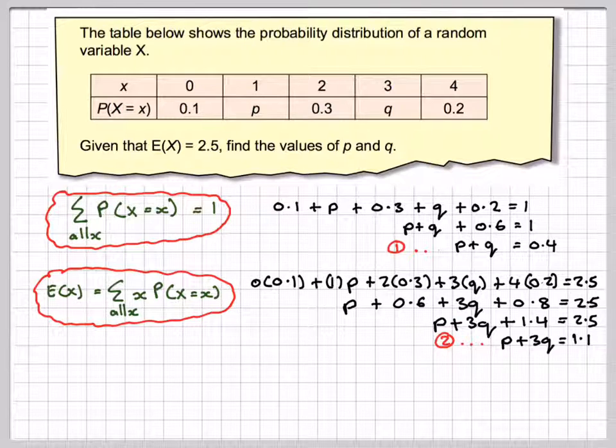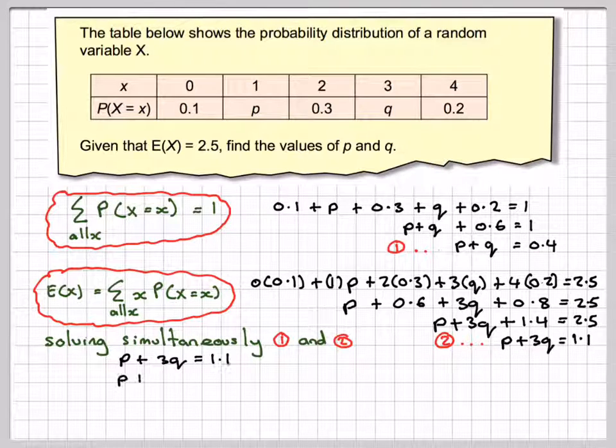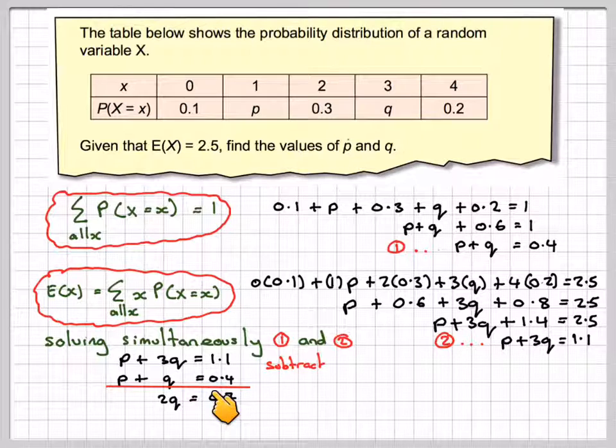We now have our two equations, so we can now solve them simultaneously. It's quite a simple simultaneous equation. I'm going to write this one at the top. We have p plus 3q is equal to 1.1, and then p plus q is equal to 0.4. If we subtract, we will eliminate p, so we get 3q minus q, which is 2q. 1.1 minus 0.4 gives me 0.7. So q will be 0.7 divided by 2, which is 0.35.